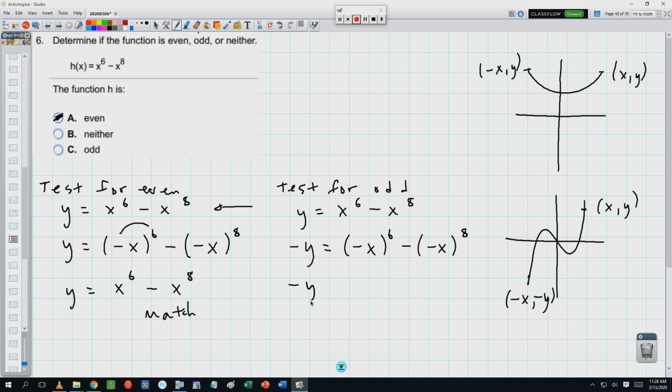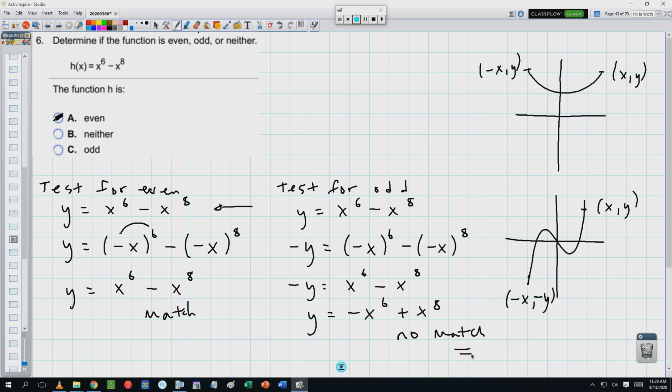Can't do anything with the opposite y. Actually, I can, I'll show you. But the even powers again, we can rewrite this as x to the 6 minus x to the 8th. Now I can change that y to a positive, but it would have an effect with the left-hand side. No match.